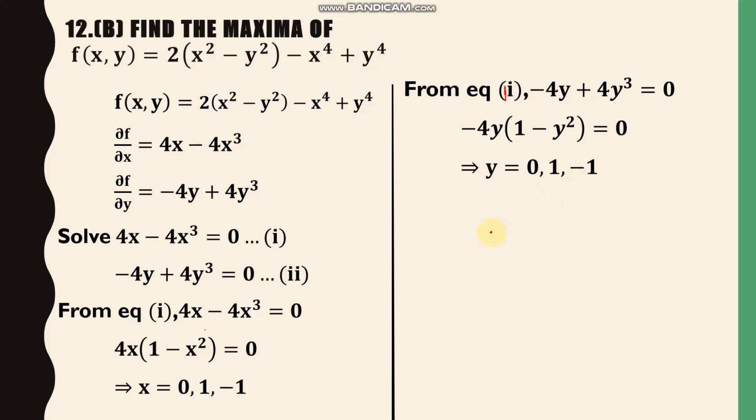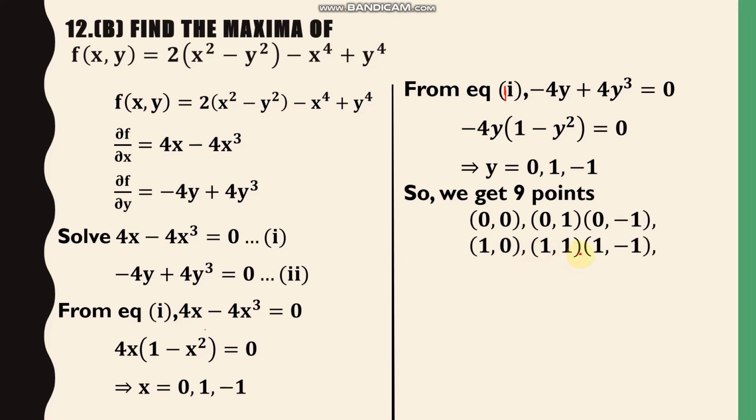So these 3 values of x and 3 values of y give us 9 points because we'll take their combinations. When the value of x is 0, y can be 0, 1 or minus 1. Then if x is 1, y can be 0, 1, or minus 1. And when x is minus 1, y can be 0, 1 and minus 1. So we get 9 points. From these 9 points, we have to find the point of maxima.